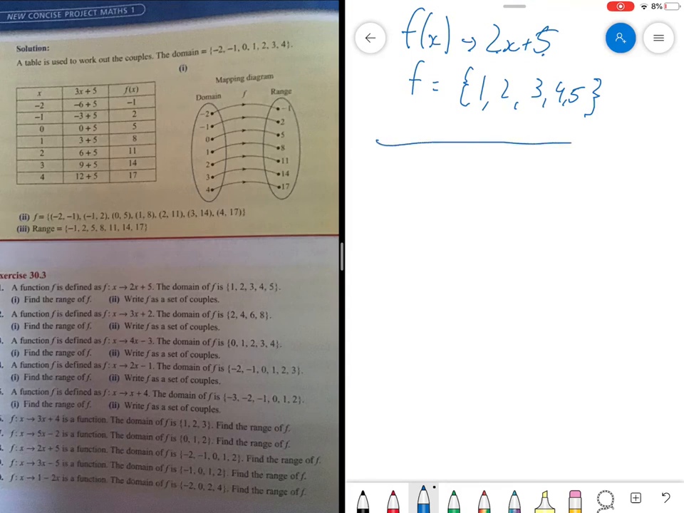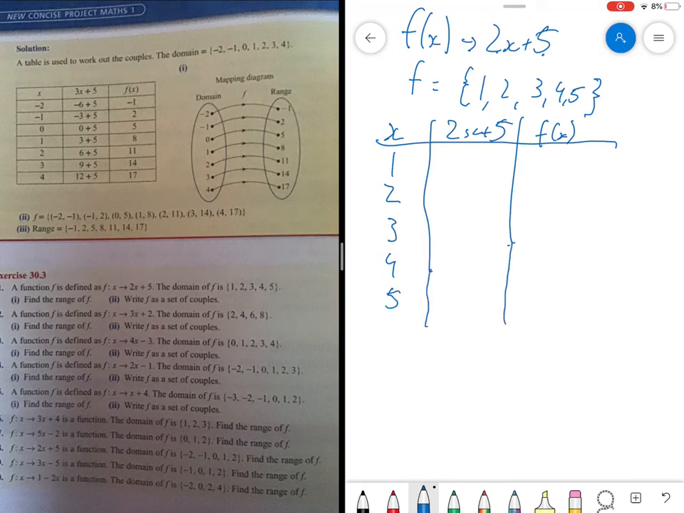So we're doing our table that we have before. We have x, which are our inputs. Then we have our function, which is 2x plus 5. And then we're going to have our outputs, which are f of x here. So our domain, we're told, are the numbers 1, 2, 3, 4, and 5. So I'm going to put that here in my little left-hand column.